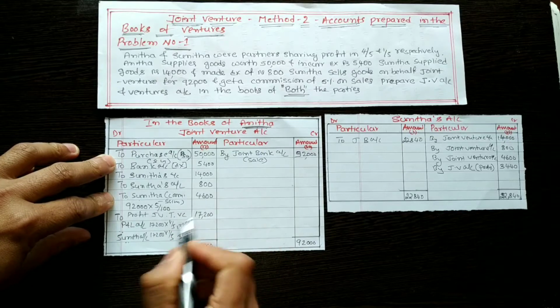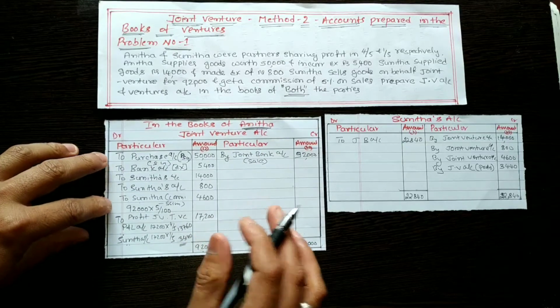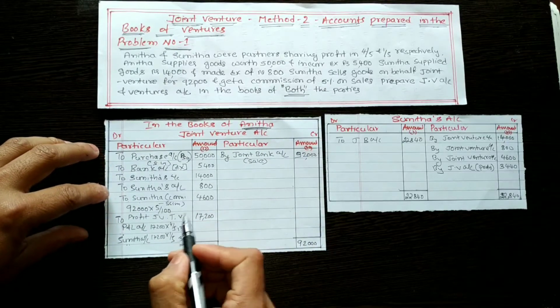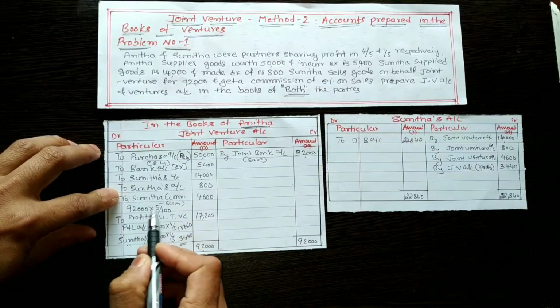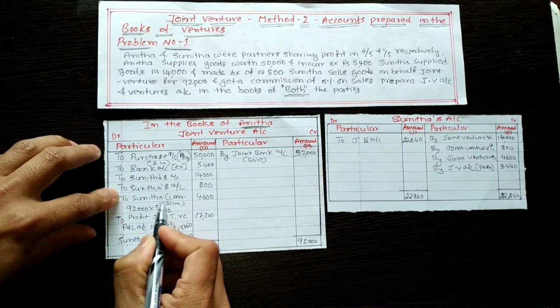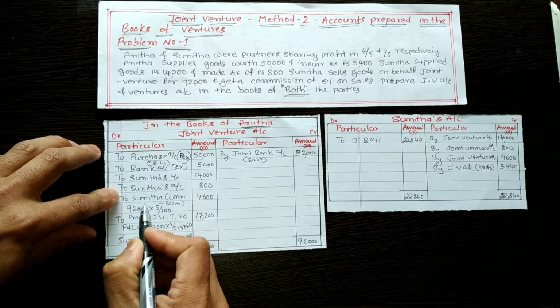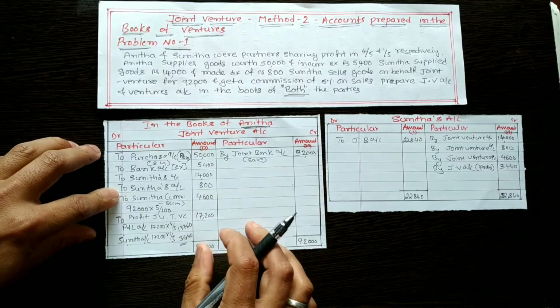We already did it. In case sales are done by Anita, instead of Sunita's name, we just write commission, because we are not supposed to mention the name of Anita.